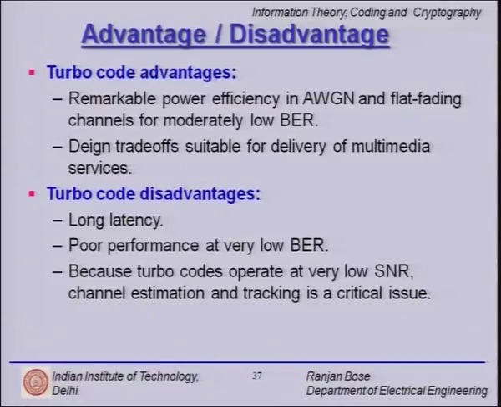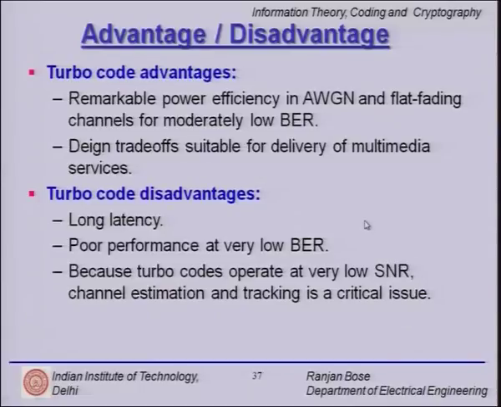What are the disadvantages? Long latency, because it is an iterative algorithm, we have to wait till the entire block is received, iterations happen and decoding is declared. Poor performance at very low BER. BER cannot be below a threshold, otherwise we will keep iterating and not converge. Because turbo codes operate at very low SNR, channel estimation and tracking is critical to the decoding process, because the efficiency of turbo codes is at low SNRs only. So, that is a kind of disadvantage.